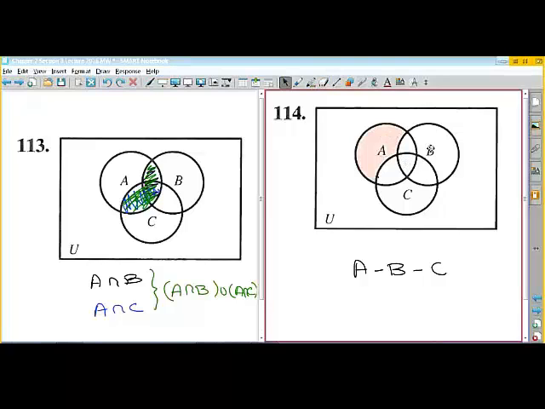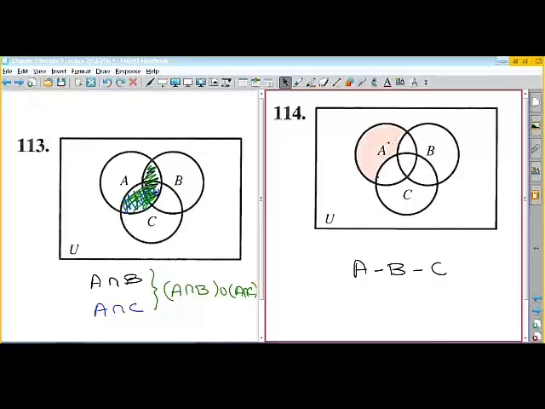So all these little corner pieces, this is B minus A minus C, this is C minus A minus B. This is A minus B minus C. So let's review. The center is the intersection of all of them. These footballs are intersections of two sets. A and B would be this football, A and C would be this football, B and C would be this football.